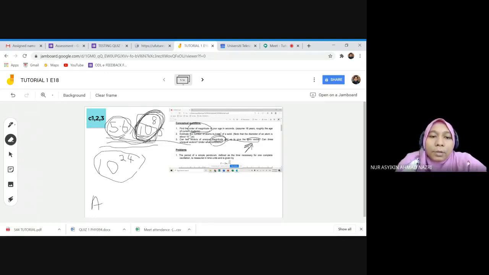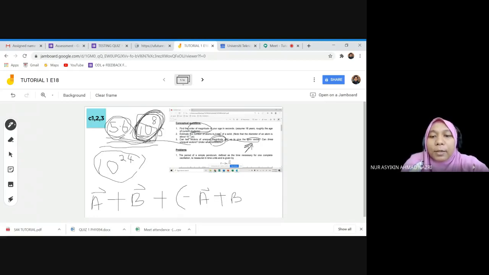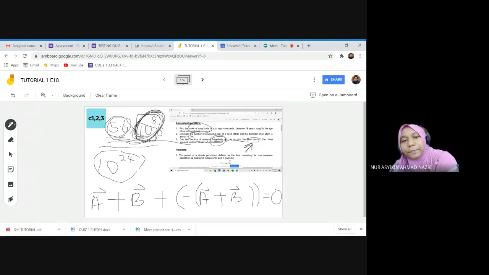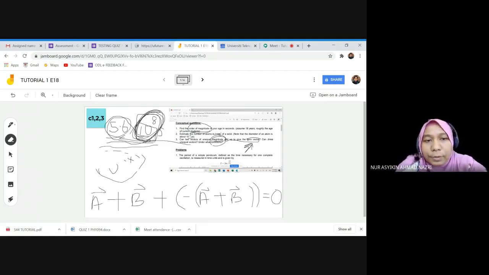Okay. So let's say we have vector A plus vector B. This is the first vector, second vector, and we add vector C, which is the negative of vector A plus B. So this is the only case that is possible to give a value of 0. So this situation is possible. Okay, so we prove it using drawings as well.